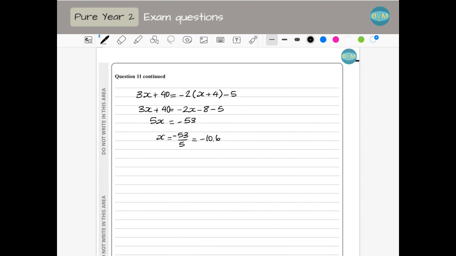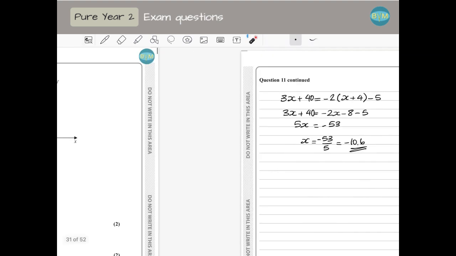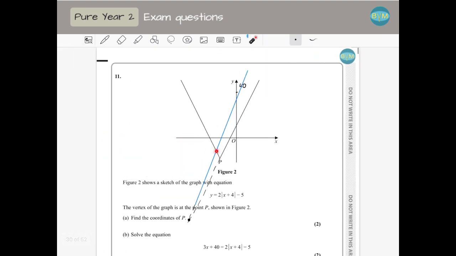And now we are going to do the same checking that we did with the other one, to see if it satisfies the equation when we have the absolute value here. On the left-hand side, I have 3 times minus 10.6 plus 40, which is 41 over 5. And we are going to check if that's the same here. So I have minus 10.6 plus 4, absolute value of that, times 2, and minus 4. And this is 41/5. So this one is the solution that we are looking for.